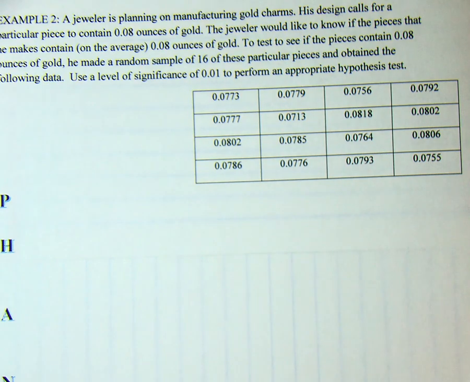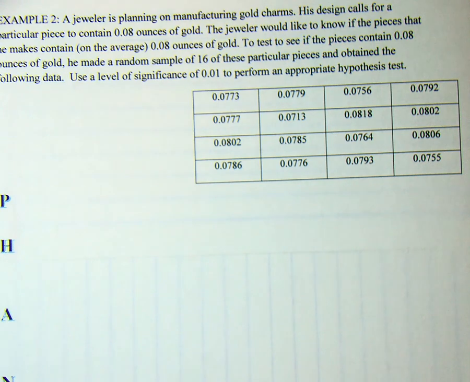Okay, alrighty. A jeweler is planning on manufacturing gold charms. His design calls for a particular piece to contain 0.08 ounces of gold. The jeweler would like to know if the pieces that he makes contain on average 0.08 ounces of gold. To test this, he made a random sample of 16 of his pieces and obtained the following data. Use a significance level of 0.01 to determine the appropriate hypothesis test. So, does it or does it not? This is going to be in the form of a yes or no question.